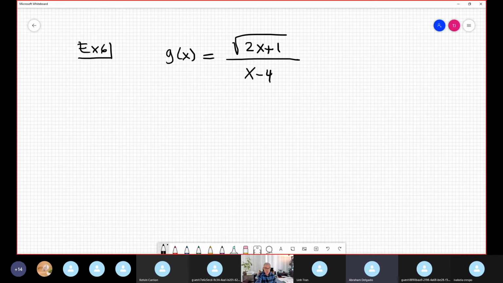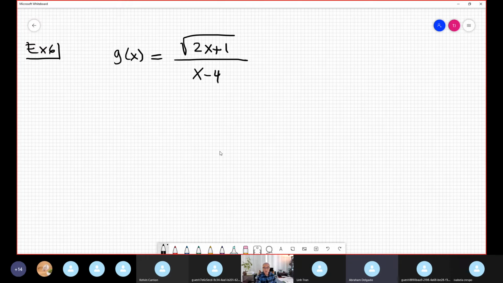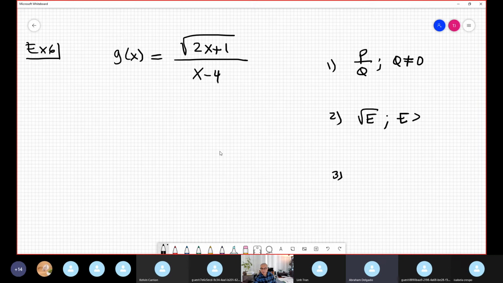I ask you how many restrictions we expect. Let me recall the restrictions: 1, 2, 3. Restriction 1 is p divided by q, and q non-zero. Restriction 2 is radical e, and e non-negative. And restriction 3 is p divided by radical e, and e positive. How many restrictions and what kind of restriction do you apply? 1, 2, 3. How many? Go ahead.